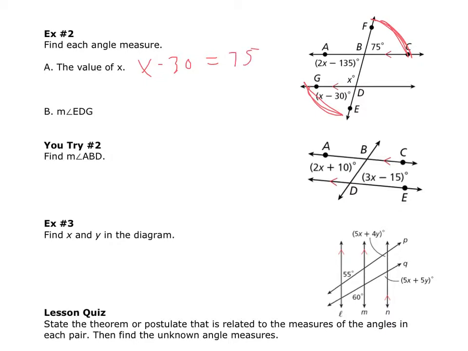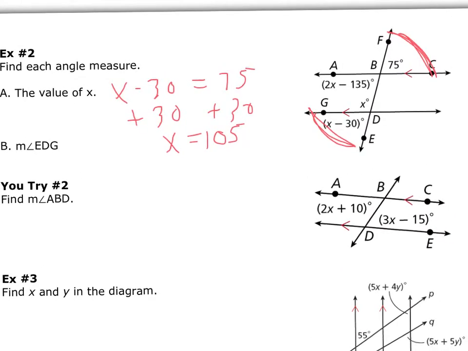Okay, and then we can go ahead and solve that. So we could add 30 on both sides, and x would give you 105. Okay, so every time you see an x, you know that it's 105 degrees. Okay, so if we wanted to find EDG in letter problem B here, EDG being this angle right here, you simply could plug in x and then subtract 30 from it.